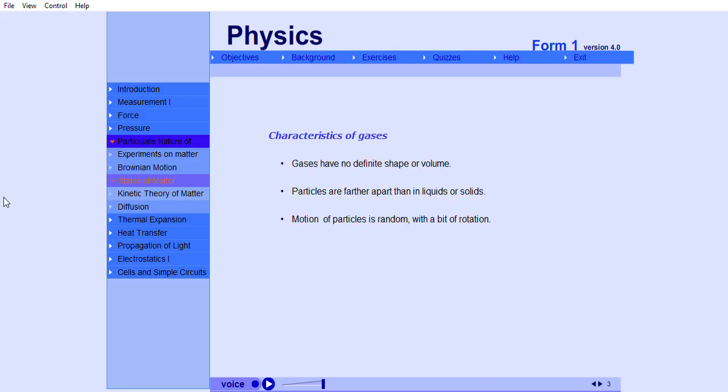Characteristics of gases. Gases have no definite shape or volume. Particles are farther apart than in liquids or solids. Motion of particles is random with a bit of rotation.